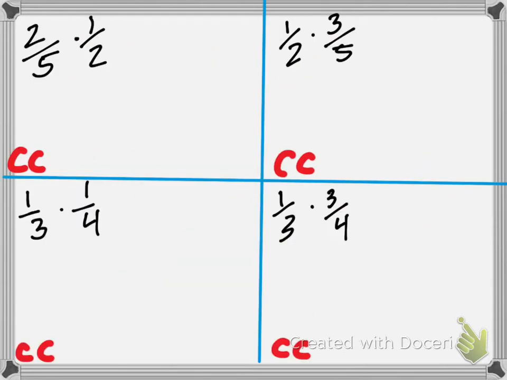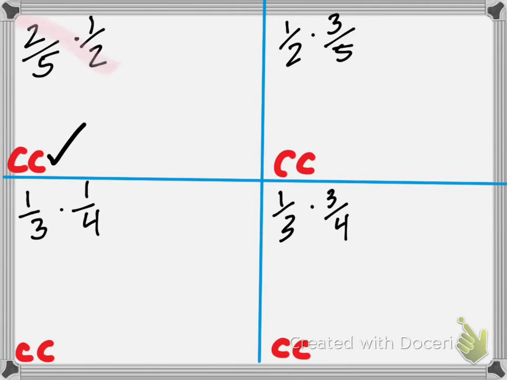So let's look at these, and I want you to see if we can cross cancel for each one of these problems. We're going to hit the yes or no button in the participant section. For the first one, 2/5 times 1/2, is there anything we can cross cancel there? Yes, we can. Nicholas, what numbers can I cross cancel? Yeah, the 2 and the 2 we can cross cancel. So we'll come back to that one later.